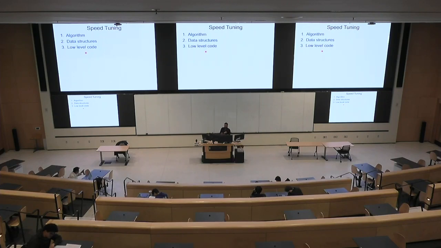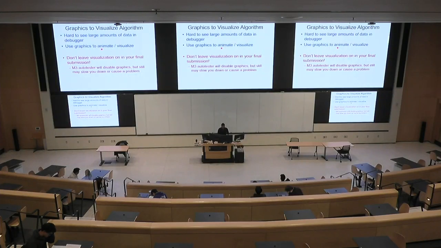Even in the industry, whenever we try to speed tune something, the first thing we look at is: what is the algorithm being used? Can we do something better? In terms of asymptotic time complexity, is this better or not? Okay. Then we look at the data structure and then we try to fine tune the code.